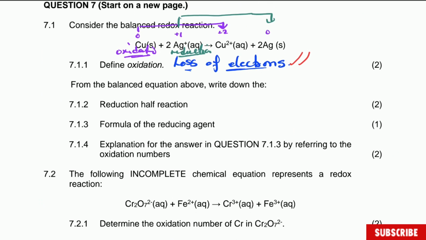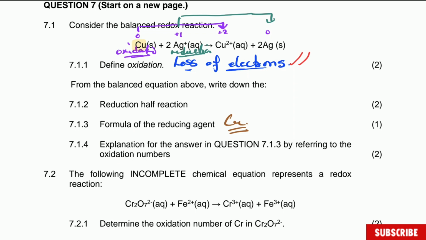Now you need to know that the reducing agent is the substance responsible to make another one to be reduced. In this case it will be copper. Copper is responsible for silver to be reduced. So all you have to say is Ag, because they want the formula. Sorry, Cu. I just say Cu. Cu is the reducing agent because it's the one responsible for making silver to be reduced. Silver is being reduced, but is the oxidizing agent.